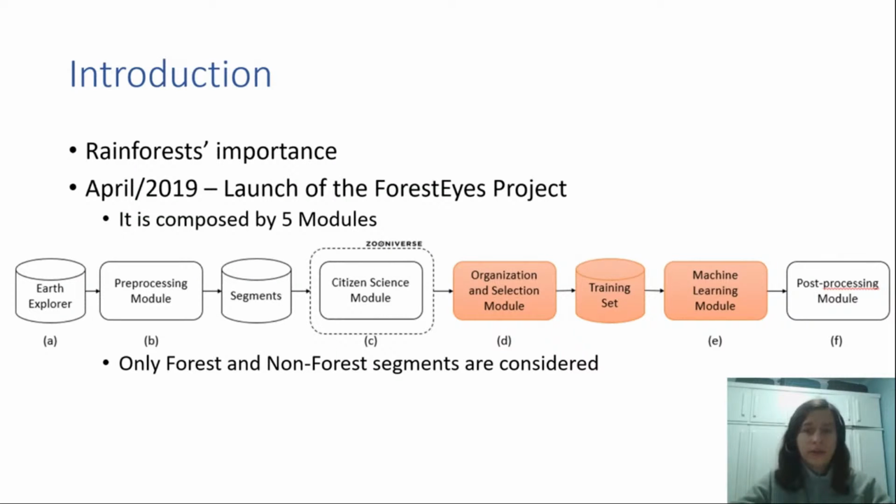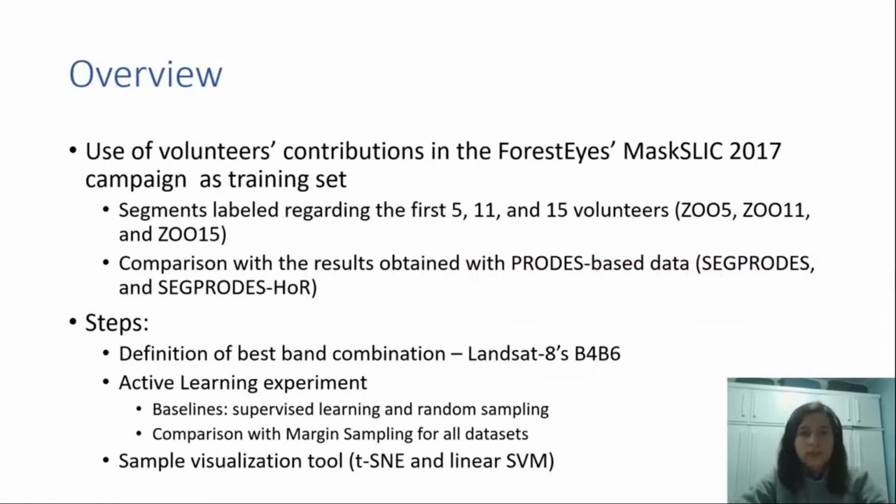It is composed of 5 modules, and in its Citizen Science module, the volunteers analyze and classify remote sensing segments. This work proposed to use these contributions to build efficient training sets through the new organization and selection module. These training sets are used by machine learning techniques to detect deforestation in new remote sensing images. For the training sets, only forest and non-forest segments are considered. This work proposed to use the volunteers' contributions as training set.